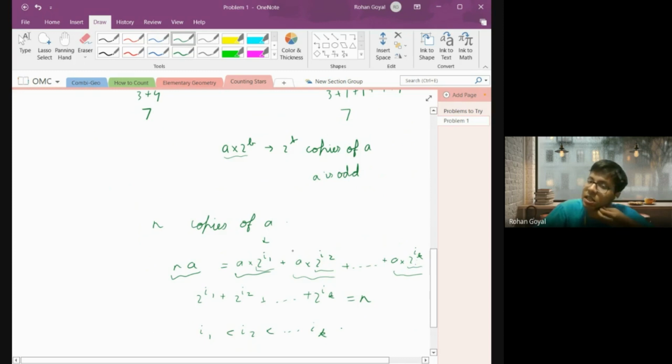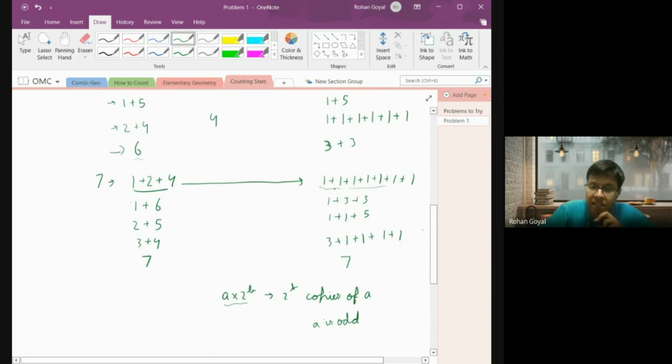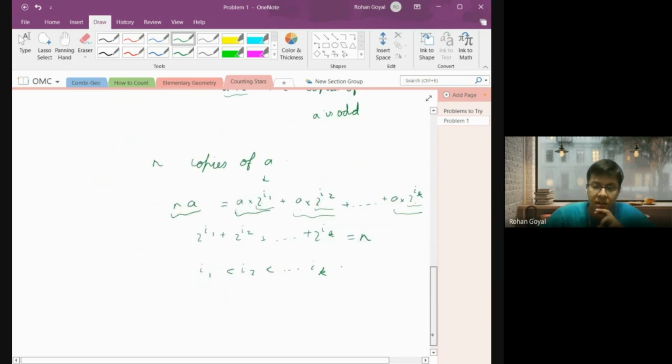So all I'm asking is n into A, we should be able to divide it into some copies of 2 to the power, A into 2 to the I1 plus A into 2 to the I2, and so on. For example, here I had 7 copies of 1. So I divided it as 1 plus 2 plus 4. I had 1 plus 3 plus 3. So I took the copies of 1, which is just 1. Now I took the copies of 3 together and made that 6. Here I have 1 plus 1 plus 5, so I can make the 2 copies of 1 into 2, and 5. Here I have 3, and then I have 4 copies of 1. So 4, 7.